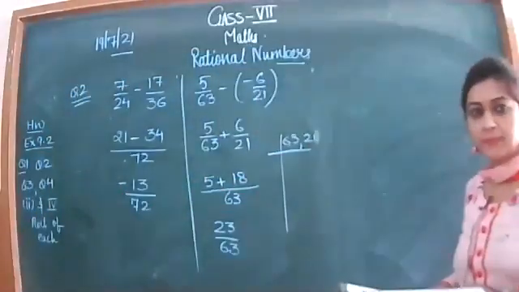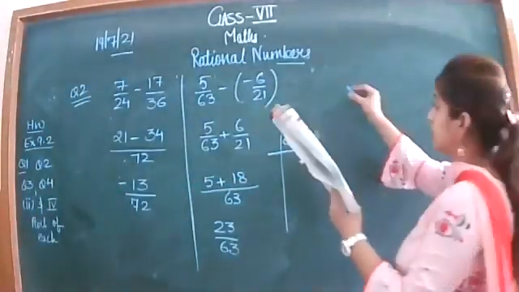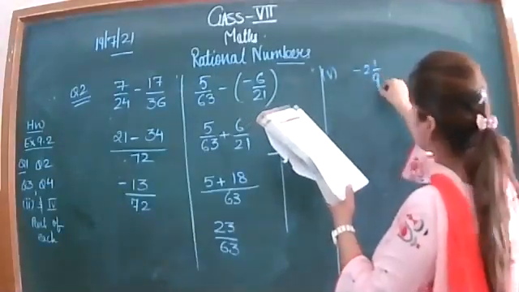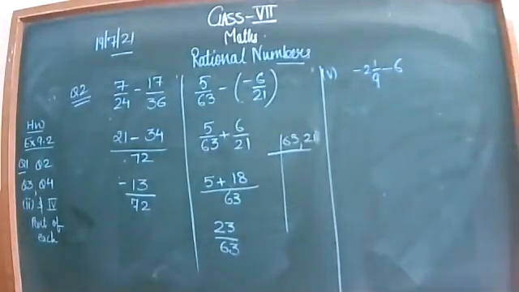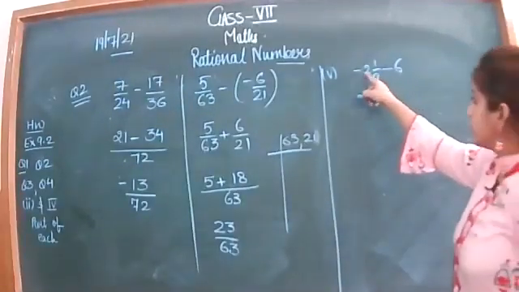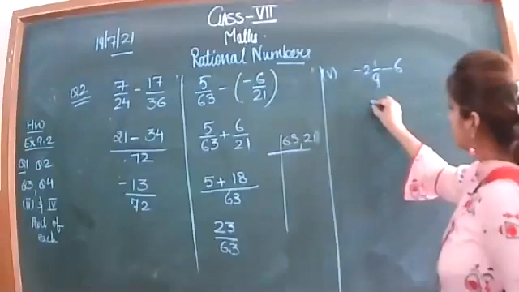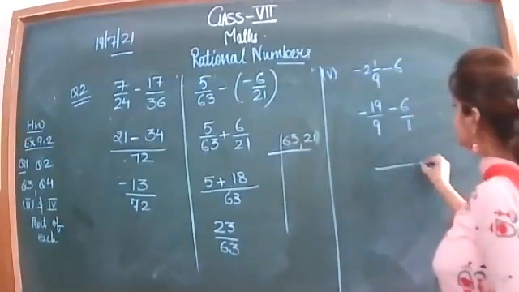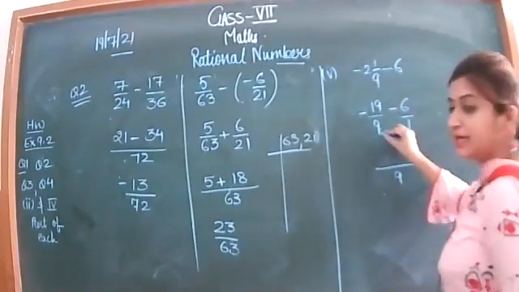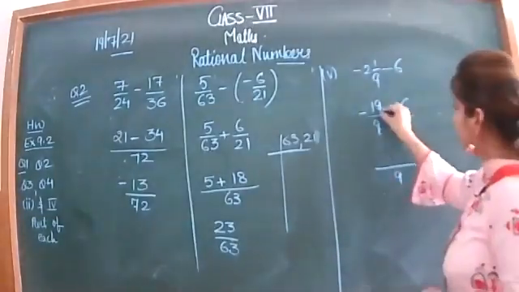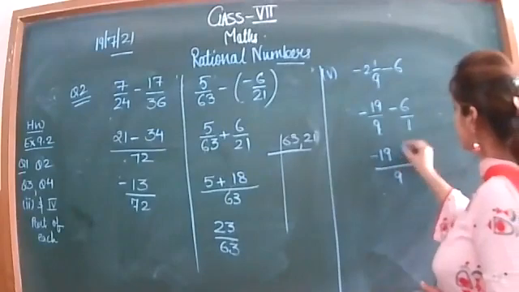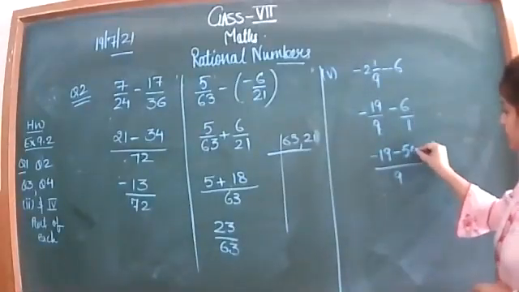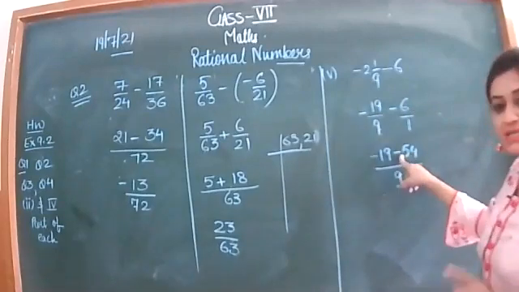Is it okay? Fifth part, minus 2 1 by 9 minus 6. 2 nines are 18 plus 1, 19 by 9 minus 6. LCM of 9 and 1 is 9. 9 divided by 9 is 1. 19 ones are 19. 9 divided by 1 is 9. 9 sixes are 54. Minus minus is plus.